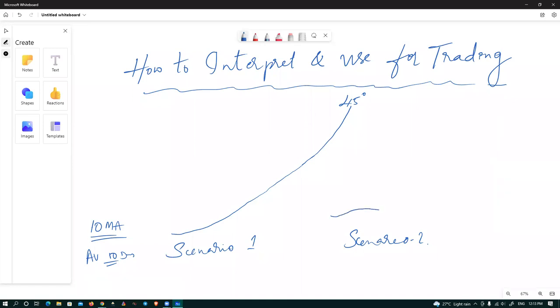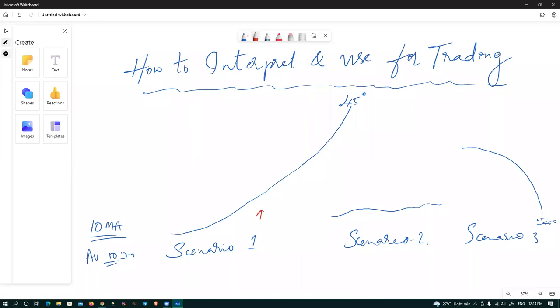Moving average is flat. Scenario 3. Moving average is inclining down towards minus 45 degrees. So what we say, it is 180 and 45, 230, this is 275 degrees, I think, downside. Now, what does this mean?